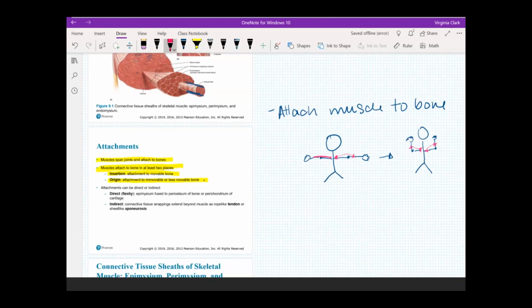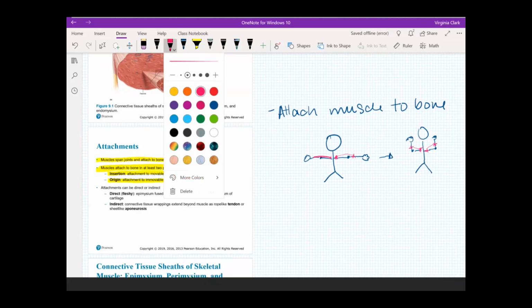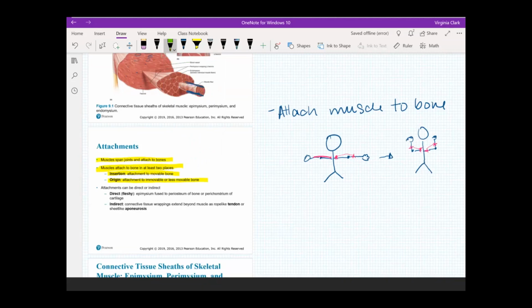So when that actually happens, this bone right here, the one that has not moved, is considered the origin. So this one is going to be the bone that does not move. It is the origin. It's kind of like your place of birth. That never changes. Where you originate from will never change. But the bone that was attached to the muscle and then it was moved, that would be the insertion. Where you insert yourself in life has the ability to change. So that's how I like to think about it.